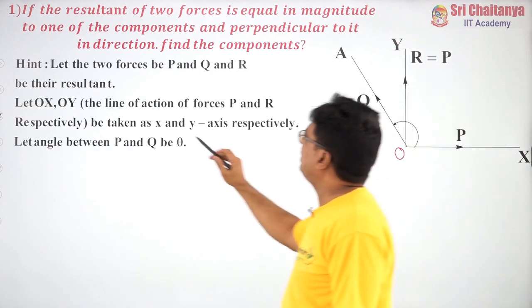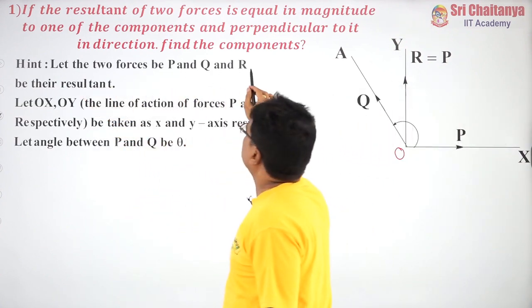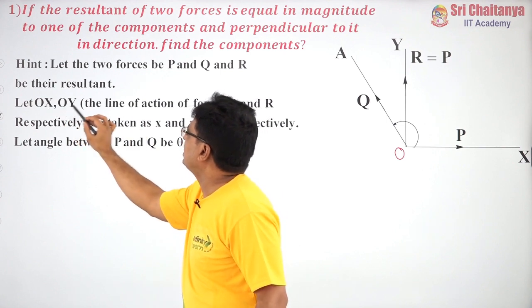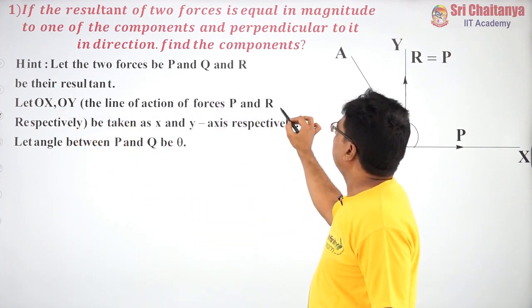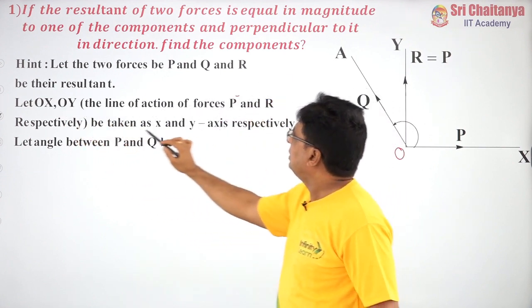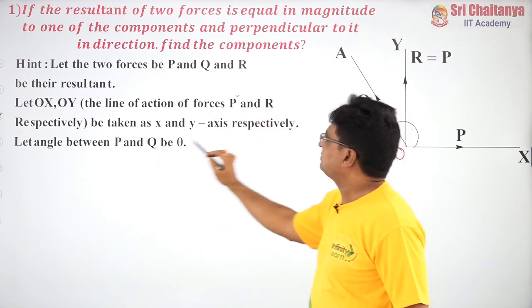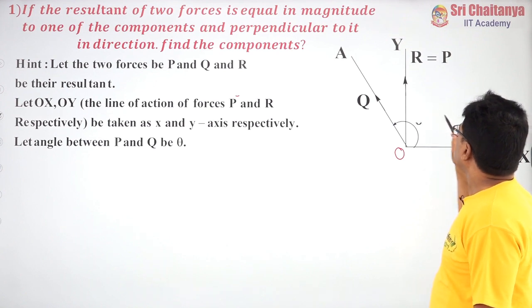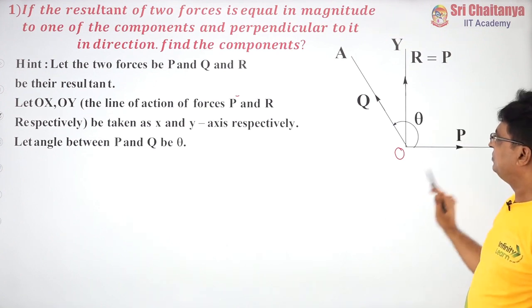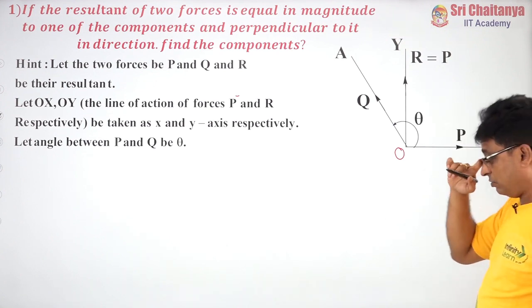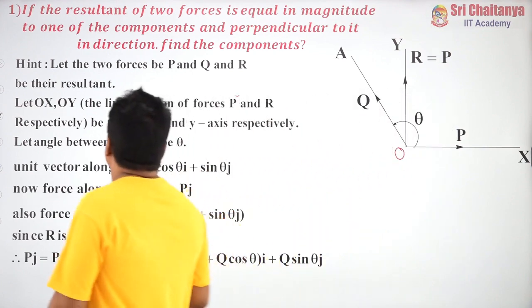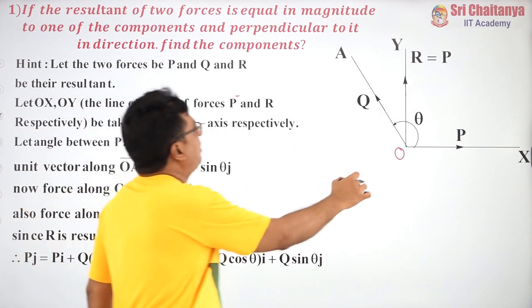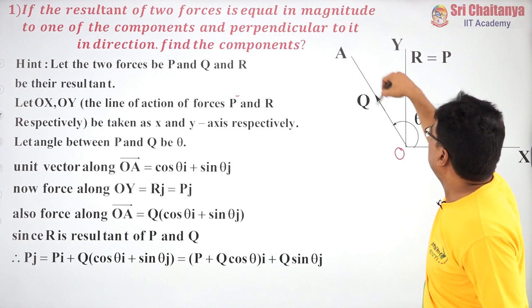So what is given for me? Let the two forces be P and Q, and R is the resultant force. Let OX and OY be the lines of action of forces P and R taken respectively, and let the angle between P and Q be theta. Suppose the angle between P and Q is theta. This is the information given for me. Now, what is given? So unit vector along OA bar.